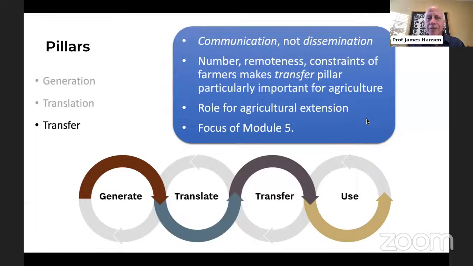For this to be more effective, two-way communication would be helpful. And this is true also in climate information services. Now, this pillar is especially challenging and important in the case of agriculture, because we're dealing with, in a given country, maybe millions of individual decision makers. So the number, the remoteness, and the constraints of those decision makers, farmers, pastoralists, artisanal fishers, make this transfer pillar particularly important and particularly challenging in the case of agriculture.